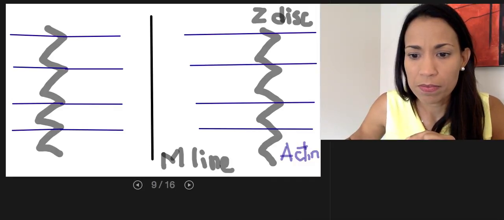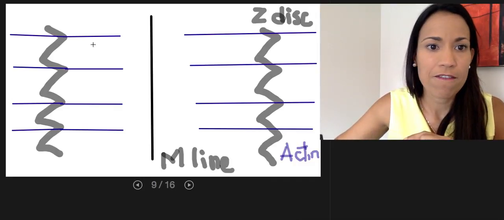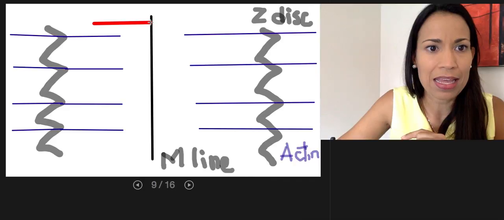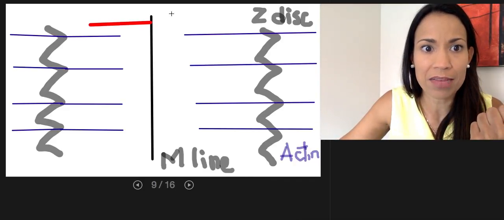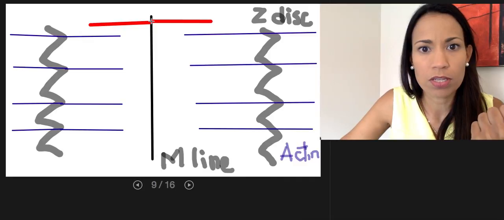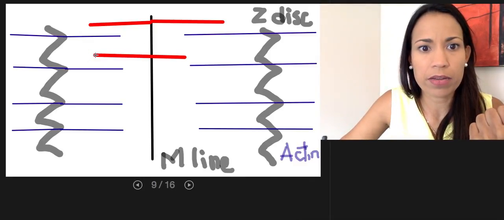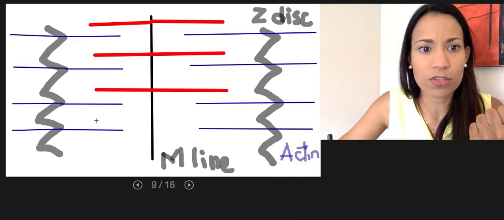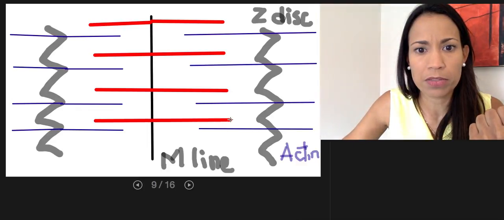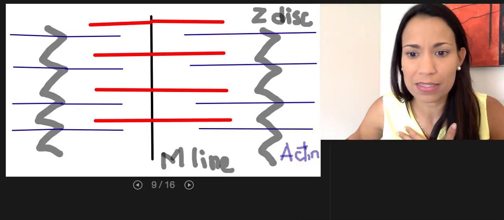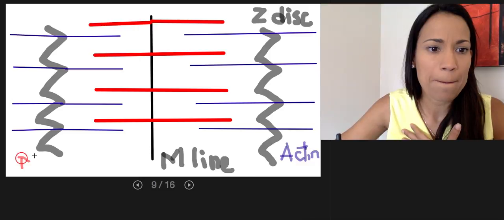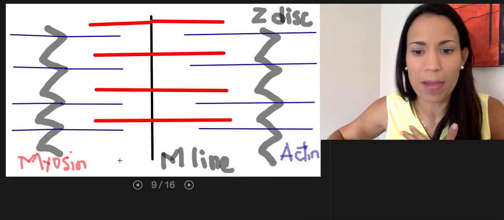Now, in red, we're gonna draw a thick filament. And this thick filament begins now in the M line and they move towards the Z line, but they stop. They don't touch the Z disc. Same thing in here. So they're touching the M line, but they're not touching the Z disc. And as you can see, they kind of overlap a little, the thin and thick filaments. And we want that. Now, these thick red filaments are myosin filaments or myofilaments.